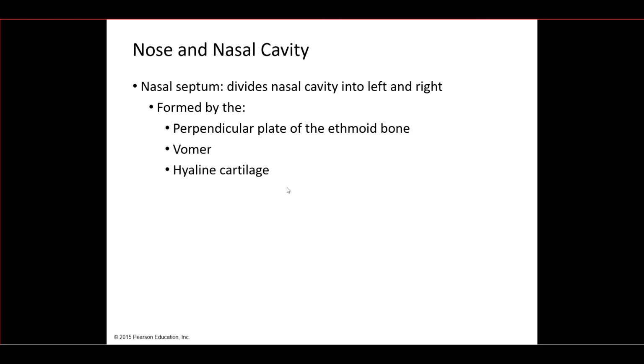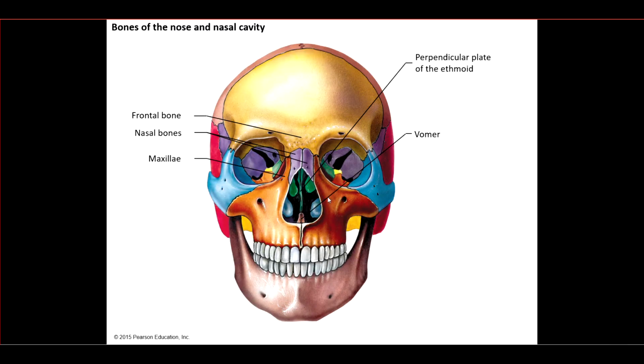Now, our nasal cavity is not just one chamber. It's actually divided into two separate cavities, the right and the left, and that's formed by the perpendicular plate of the ethmoid bone, right? So this green blade coming down right here, this is the perpendicular plate, and then that's going to join with the vomer bone. This is called the vomer.